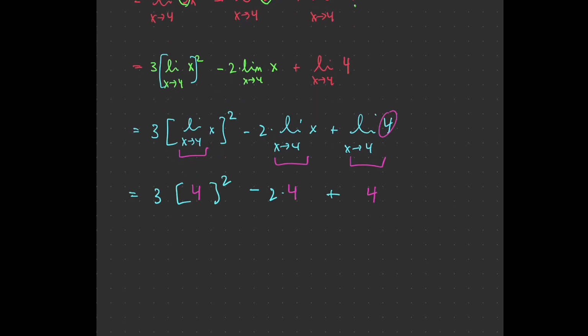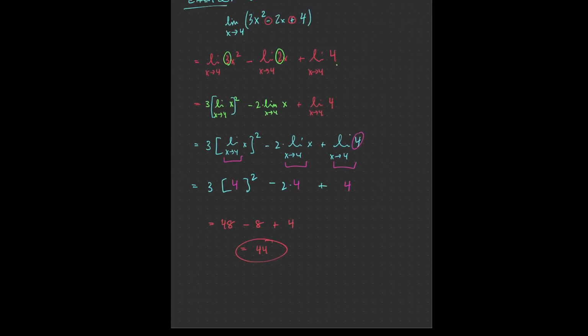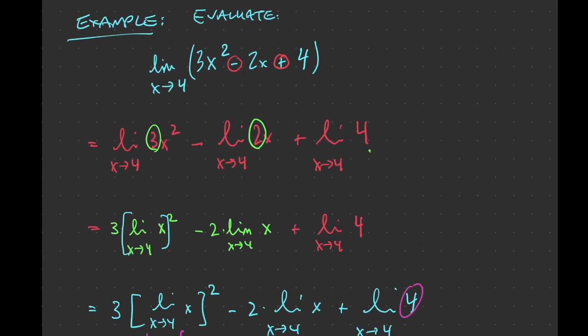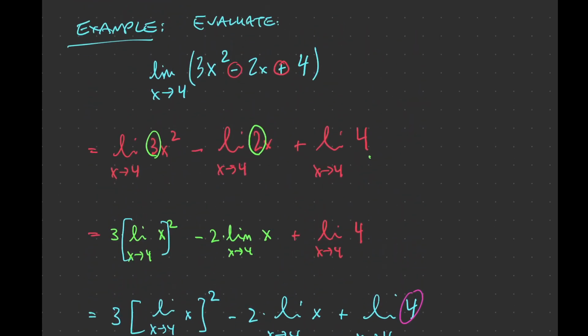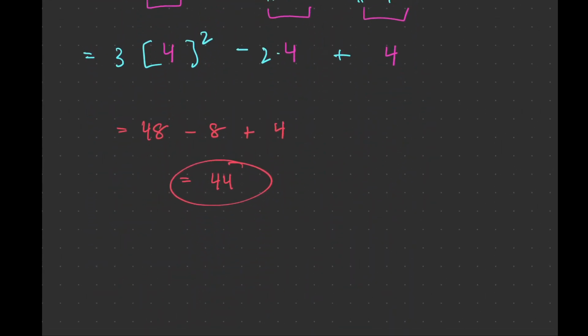So make sure you can pause here and make sure that all makes sense before moving on. From here, it's just evaluating. So 3 times 4 squared, that's 3 times 16 is 48, minus 8 plus 4, which is a grand total of 44. Now, you're going to apply these rules in this way a few times to demonstrate to yourself how these work and how you can always break it down like this.